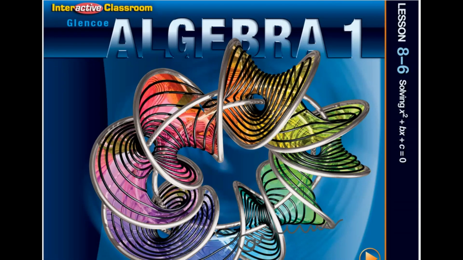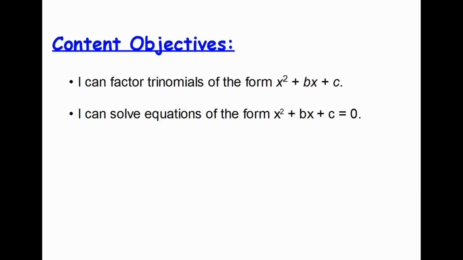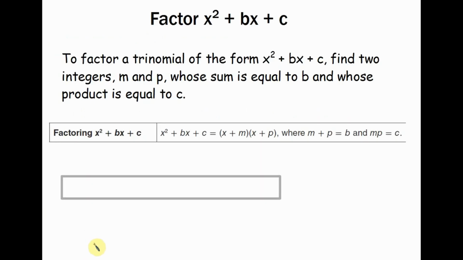Hello everyone, this is the 6th lesson of chapter 8, solving x squared plus bx plus c is equal to 0. In this lesson, you will factor trinomials of the form x squared plus bx plus c and later solve equations using the zero product property. To factor a trinomial of the form x squared plus bx plus c, find the two integers, let's say m and p, whose sum is equal to b and whose product is equal to c.